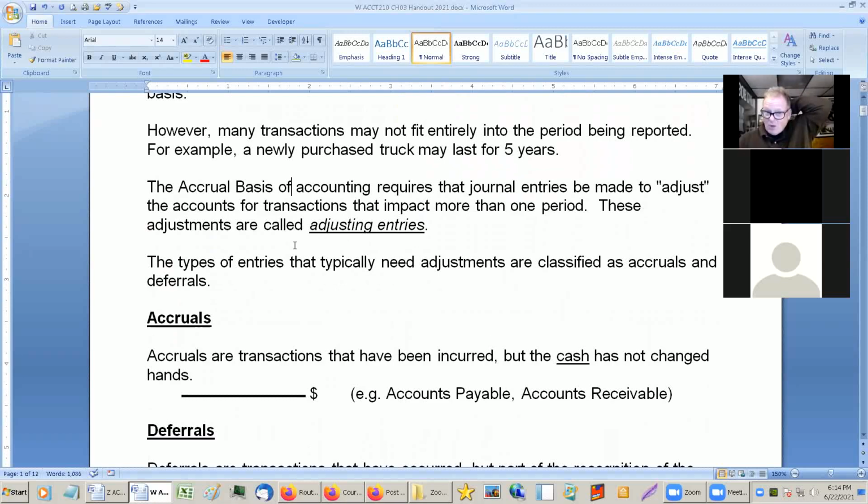Now, one of the problems that we have with doing this is that we work on what we call an accrual basis in accounting, and I'll talk about that in just a second. Accruals and deferrals are the two things that make us miserable doing these adjusting entries, and that's what we'll talk about next.